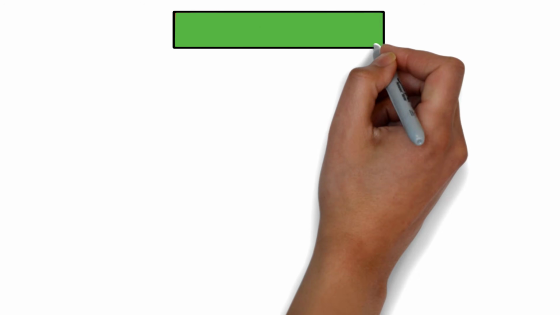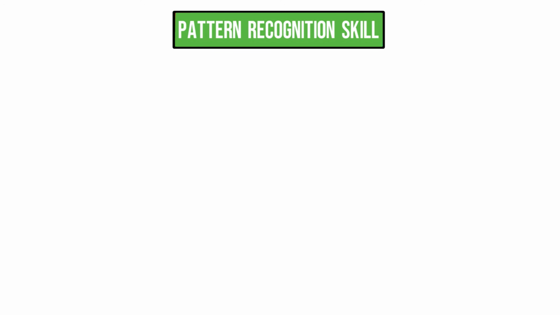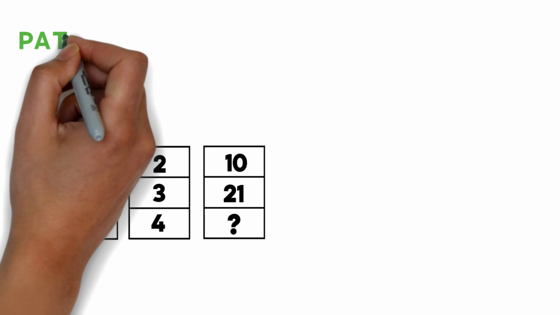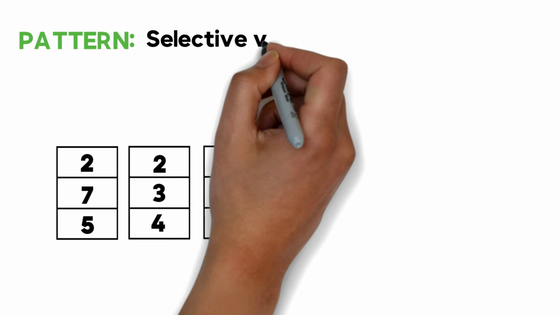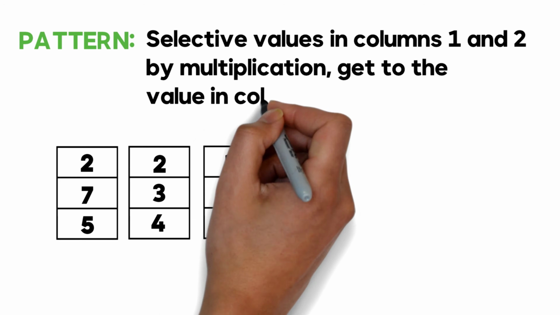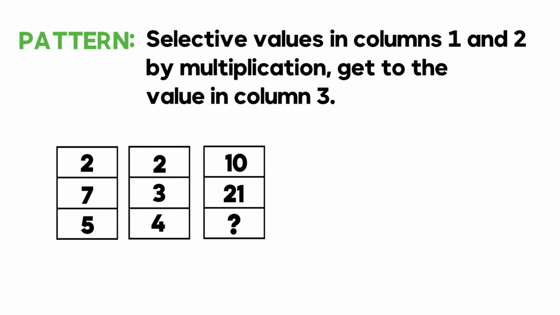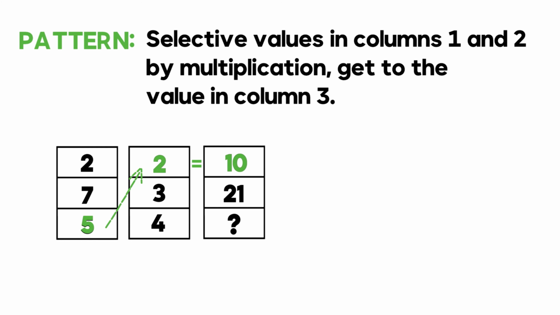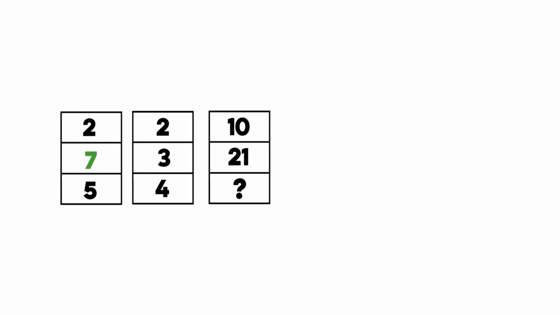The most important skill to solve these types of problems is pattern recognition. To recognize the pattern, you need to look closely into each column. Selective values in columns 1 and 2, by multiplication, get to the value in column 3, and this is our pattern. Let's take a closer look at the values that are already present. If we multiply 5 by 2, we get the value of 10. Second set of values represented by the middle row: 7 multiplied by 3 equals 21.